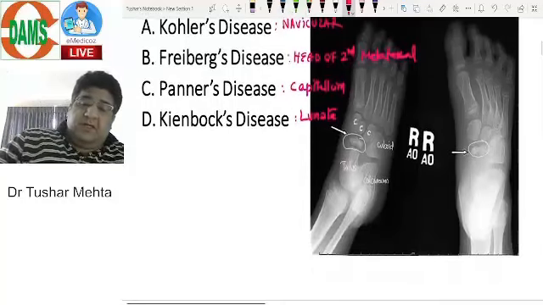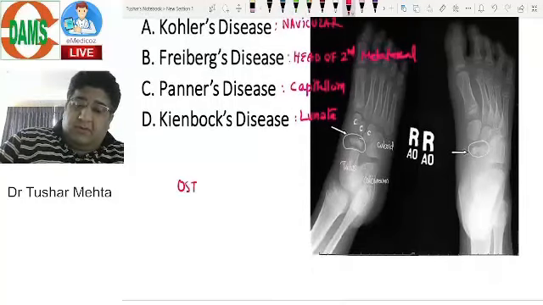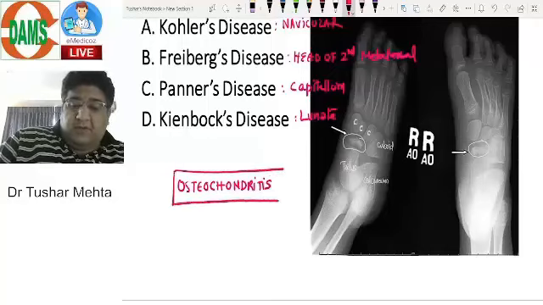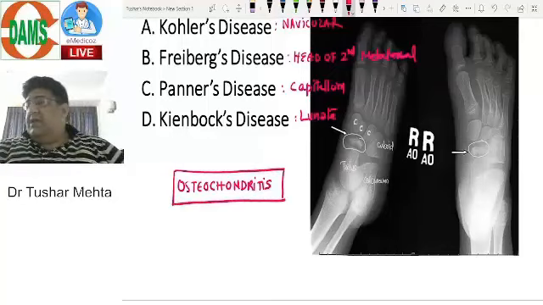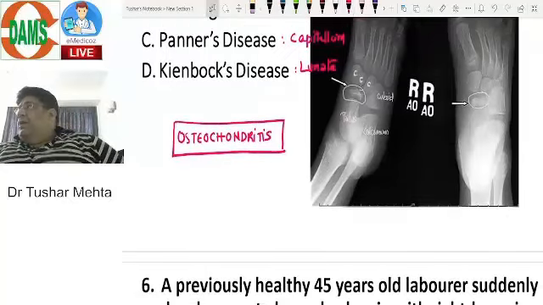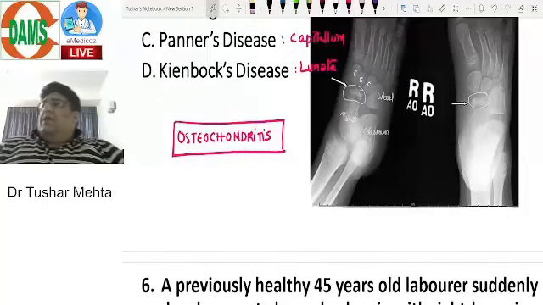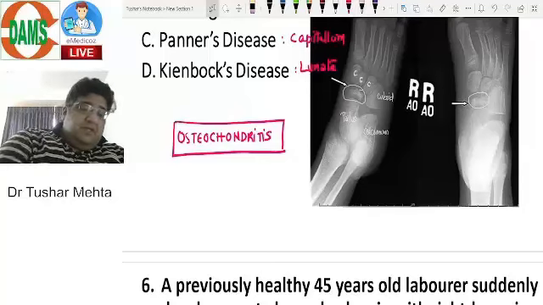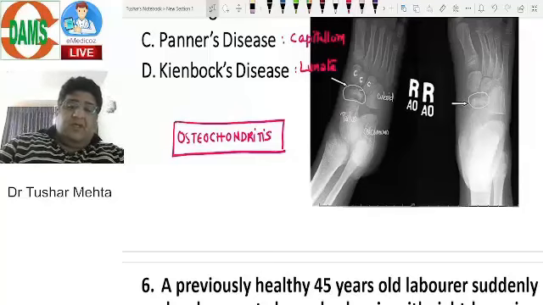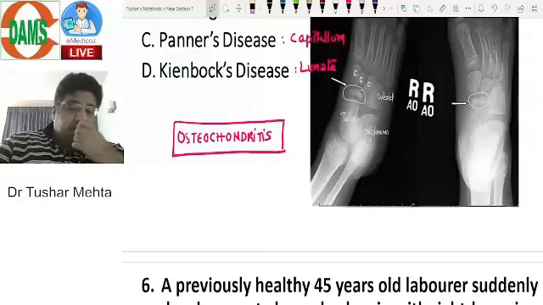See, you have to understand that there is a term called osteochondritis. Osteo means bone, chondri means cartilage, itis means inflammation. So this is inflammation of the bone and cartilage complex. Now, a very interesting thing that I want to share here is that osteochondritis is of two types.